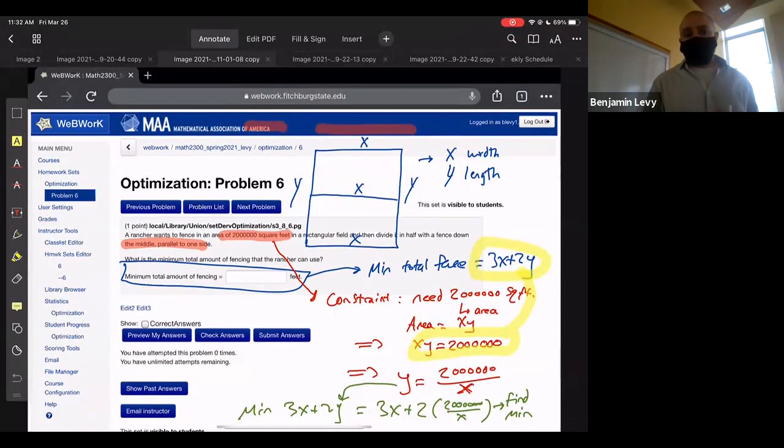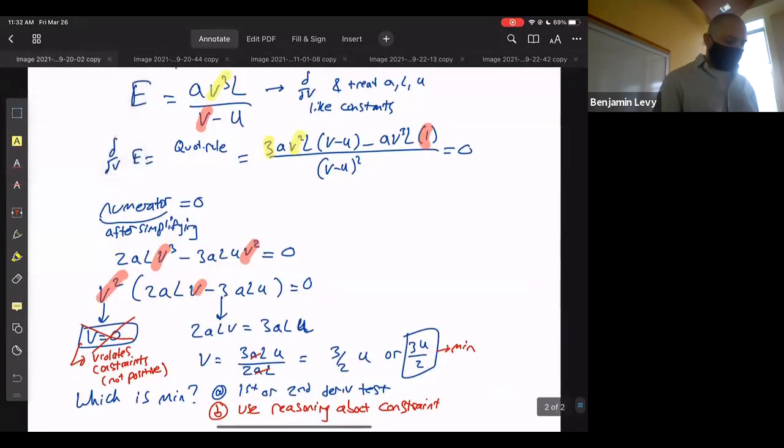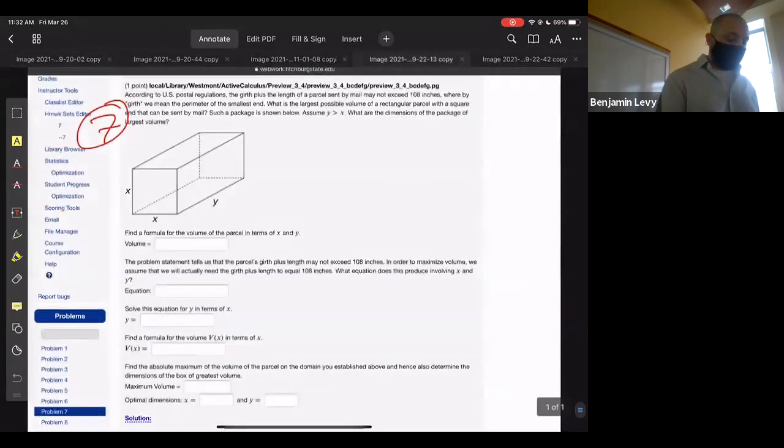No, that's not how we find minimums. How do we find minimums? We take the derivative, we set that equal to 0. That tells us the critical points. Then we classify the critical points. Right, similar to the one we just did a second ago, or this one here. Right, we took a derivative, we set it equal to 0, we found the critical points.